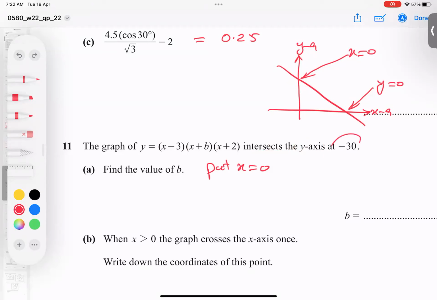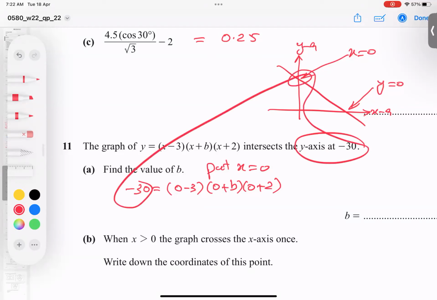So it means this value will go in y. I will put minus 30 in the place of y, and in place of each x, zero. I believe this is nothing hard to understand, because he's saying it cuts the y-axis at minus 30. So the y value at that particular point is minus 30.